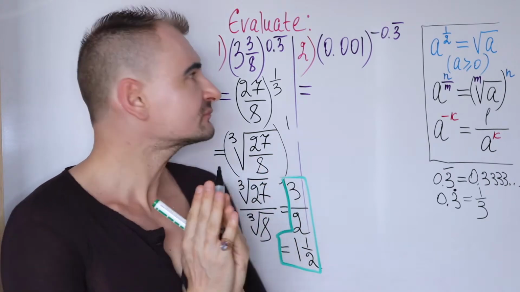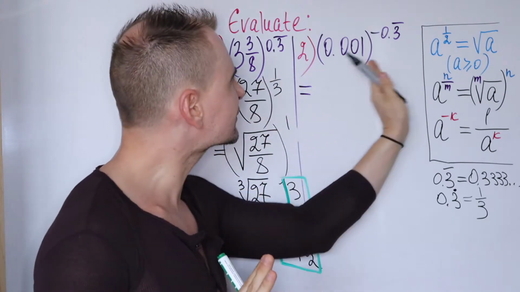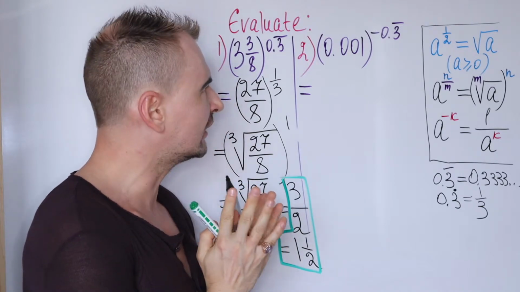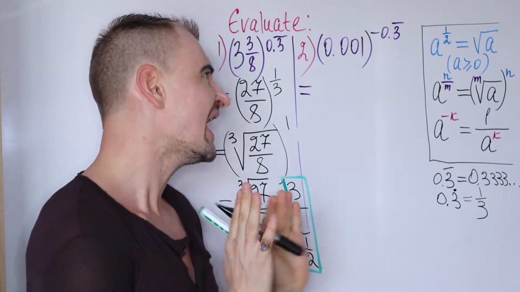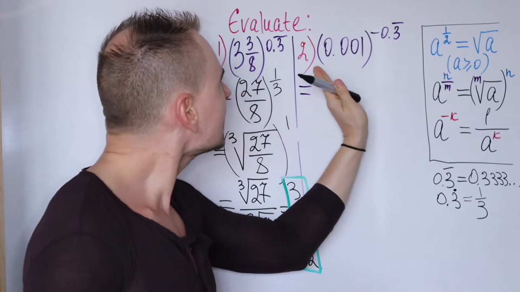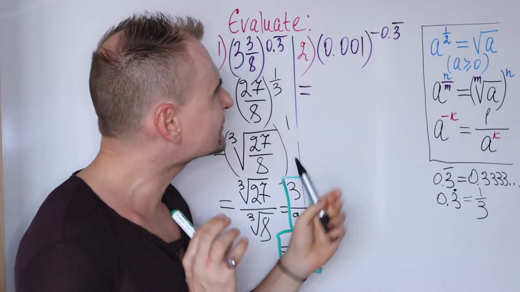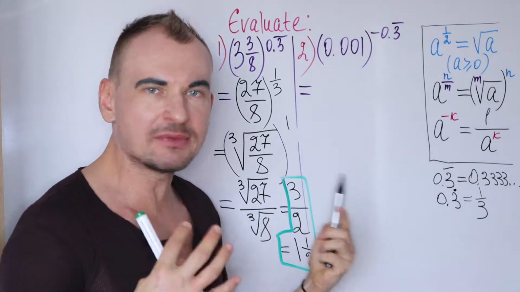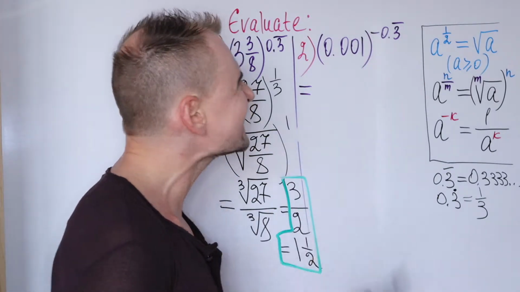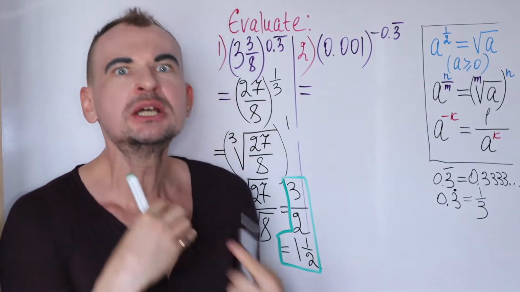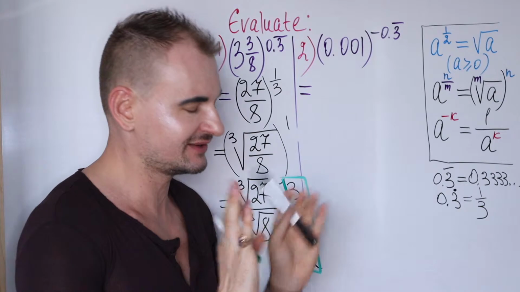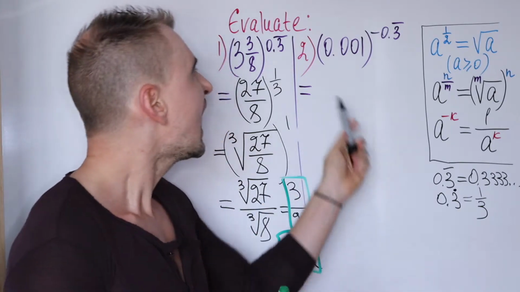Alright, now say you have been asked to evaluate this number. Looks spooky even for me. Anyway, let's first of all convert this. So basically you are given a base that is a decimal number and your power is a negative recurring decimal. All these scary things come together. Let's just get rid of them.